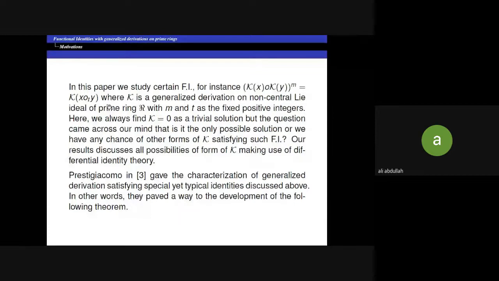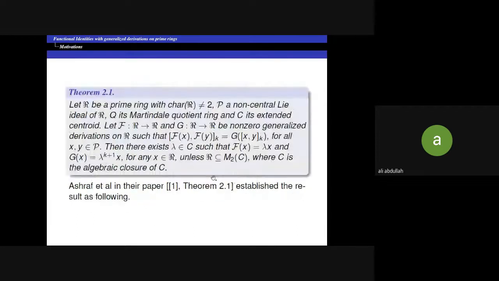For this, we have studied the given functional identity. Prestigiacomo in [3] gave the characterization of generalized derivations satisfying special typical identities in this theorem. He studied this functional identity concerning two non-zero generalized derivations, and came to the conclusion that either F(x) equals lambda x or G(x) equals lambda raised to the power k, x to the power k plus 1. Otherwise, R satisfies s4 or R embeds in M2(C), where C is the algebraic closure.